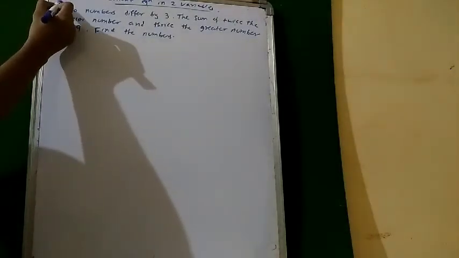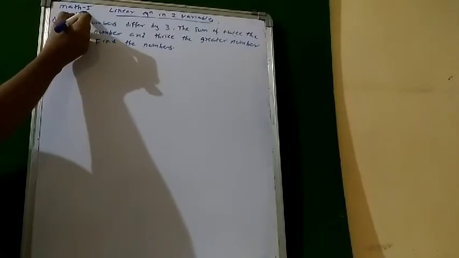Students, today we'll start with the next practice set, that is practice set 1.5 of linear equation in two variables, maths 1. Okay. So the very first question of the practice set is, I'll read the question first, then try to solve it.